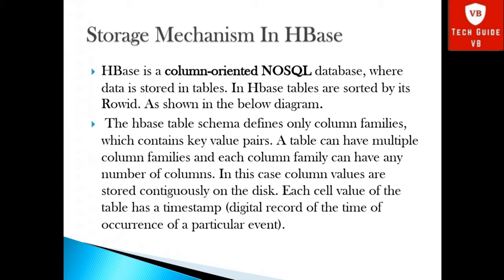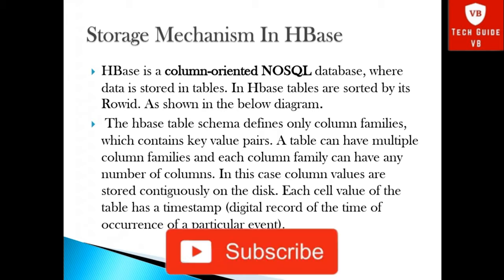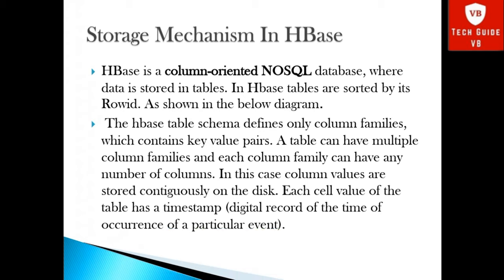Next is the storage mechanism in HBase. HBase is a column-oriented NoSQL database where data is stored in tables. In HBase, tables are sorted by row ID, as shown in the below diagram. The HBase table schema defines only the column families, which contain key value pairs. A table can have multiple column families, and each column family can have any number of columns. In this case, column values are stored continuously on the disk.